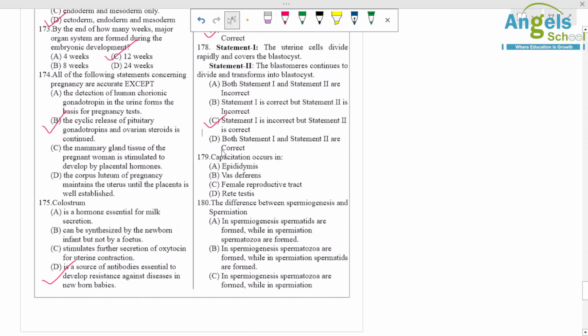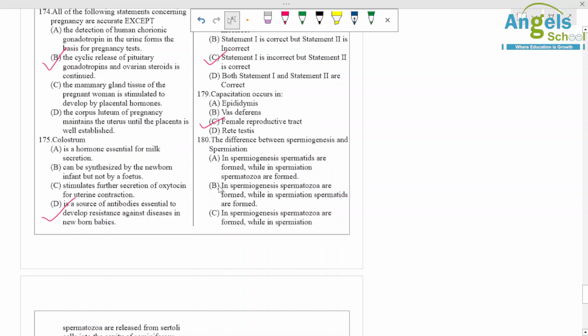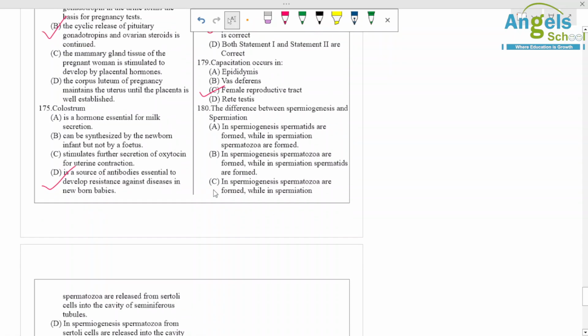Capacitation occurs in epididymis, vas deferens, female reproductive tract and testes. So in capacitation means a final changes of sperm cell that is released in vagina. So its place is female reproductive tract or vagina. Okay, question number 180.